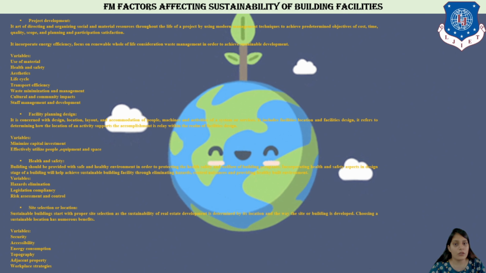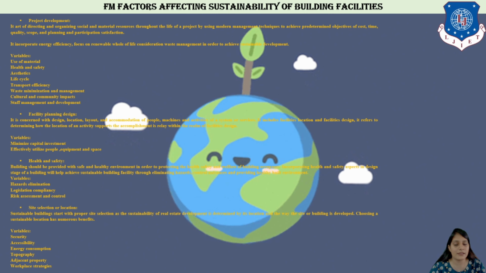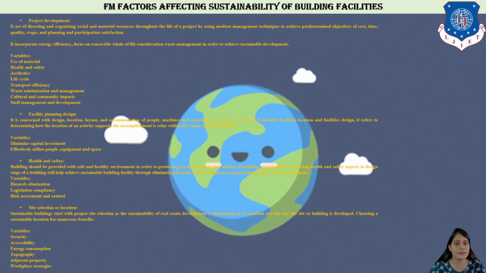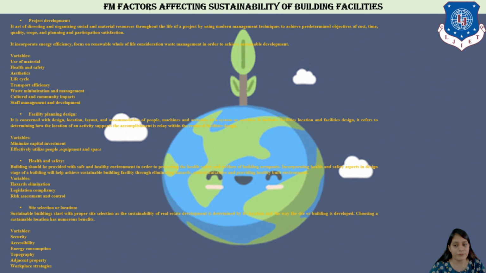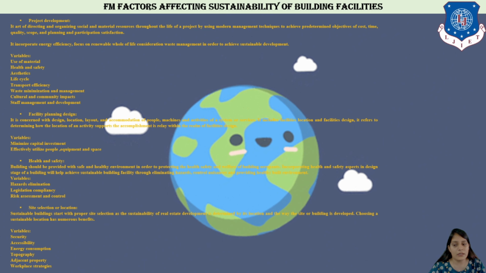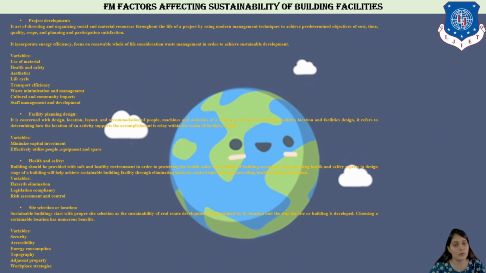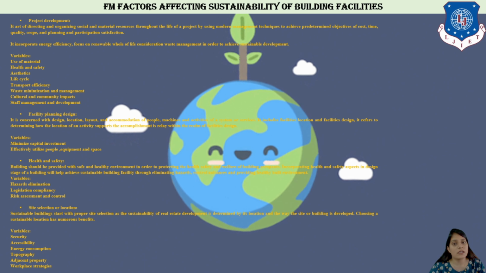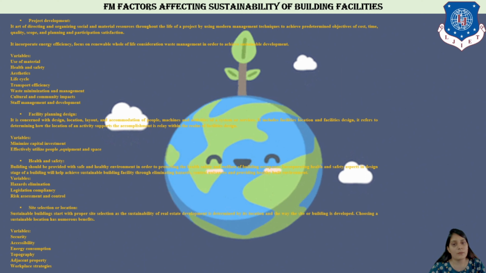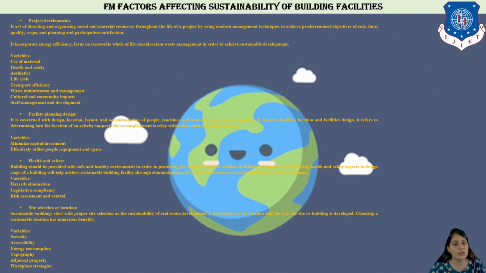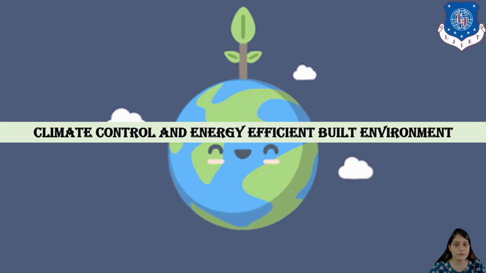Site selection or location. Sustainable building starts with proper selection, as the sustainability of real estate development is determined by its location and the way the site of a building is developed. Right? Security, accessibility, energy consumption, topography are the major questions. Adjacent properties should be properly seen. Where a residential zone is given, residential should preferably be done. Where commercial, commercial should preferably be done. All the connections and all the major amenities required can be properly seen.